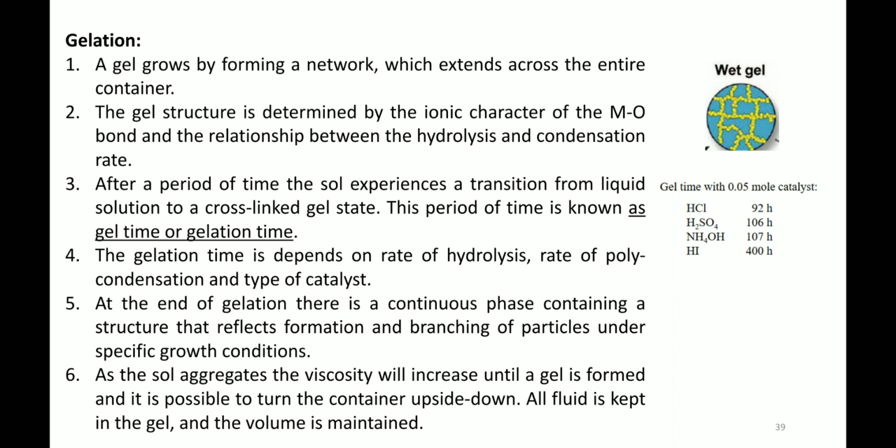So here on the right hand side we have shown the gel time with 0.05 mole catalyst. Concentration of catalyst is the same, but depending on which type of catalyst you are using, the gel time may vary. For example, if you use HCl, then the gelation time is 92 hours. If it is H2SO4, 106 hours. If the catalyst is NH4OH, 107 hours. And if we use HI as a catalyst, then it takes a very long time, that is 400 hours.